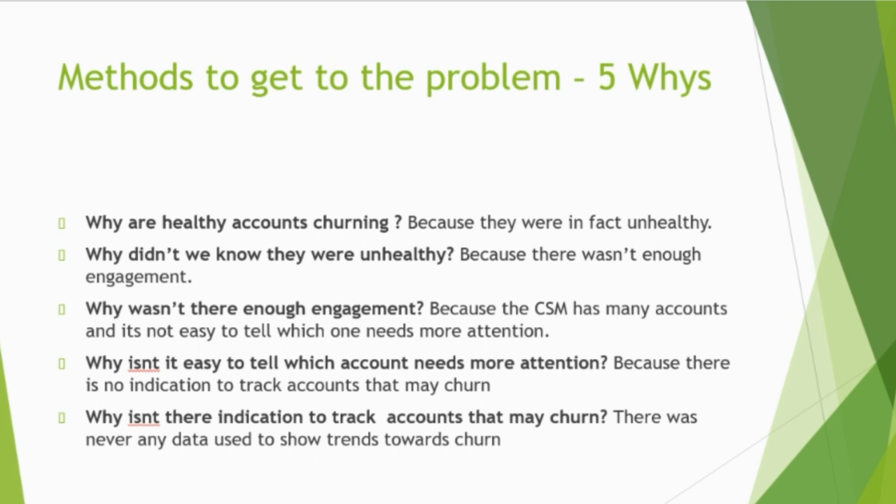So the question is, why are healthy accounts churning? It's because they were not healthy. They were unhealthy, right? But it looked like they were healthy. And then you keep asking why 5 times. So now it's, why didn't we know they were unhealthy? Because there wasn't enough engagement. So you didn't engage with the account enough to know that it was actually unhealthy, even though it looked like it would have been healthy.